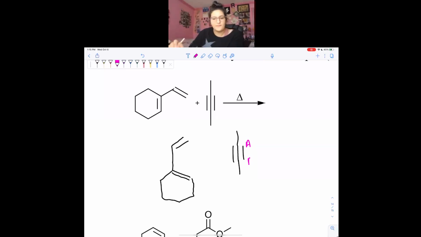A and B, and our diene, 1, 2, 3, 4. And now from here, we know that 1 and 4 always connect to the dienophile. So 1 connects to A, 4 connects to B. We move our electrons in a complicated looking circle.